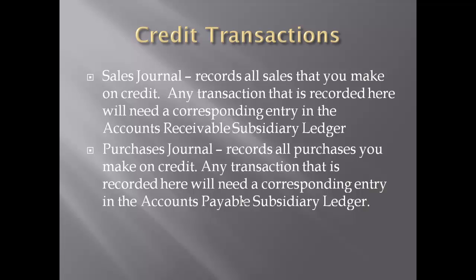Similarly with the purchases journal, or how you might think of it, the credit purchases journal. This records all the transactions that you make on credit. Any transaction that is recorded here will also need a corresponding entry in the accounts payable subsidiary ledger, sometimes referred to as the creditors ledger, whereas the accounts receivable subsidiary ledger is sometimes referred to as the debtors ledger.